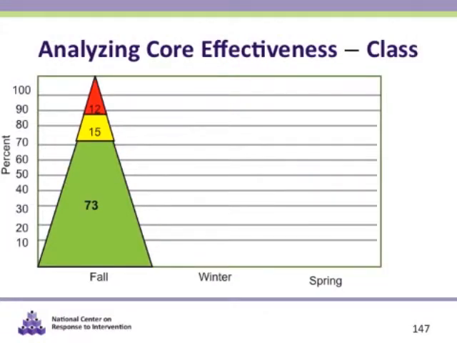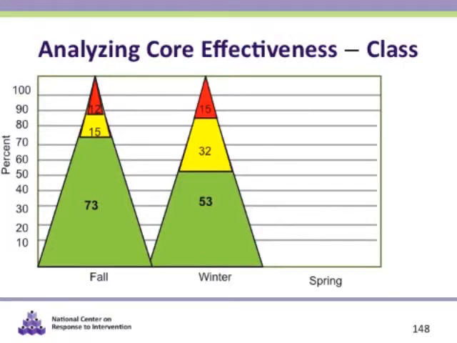So here's a different set of data. We can look at the core curriculum across the year and say, okay, how are kids doing? Well, in the fall, these students seem to be doing fairly well. We have about 73% of students who've met the benchmark. Now, we probably would just do the same thing that we would typically do in our class and focus on those students who needed additional instruction.